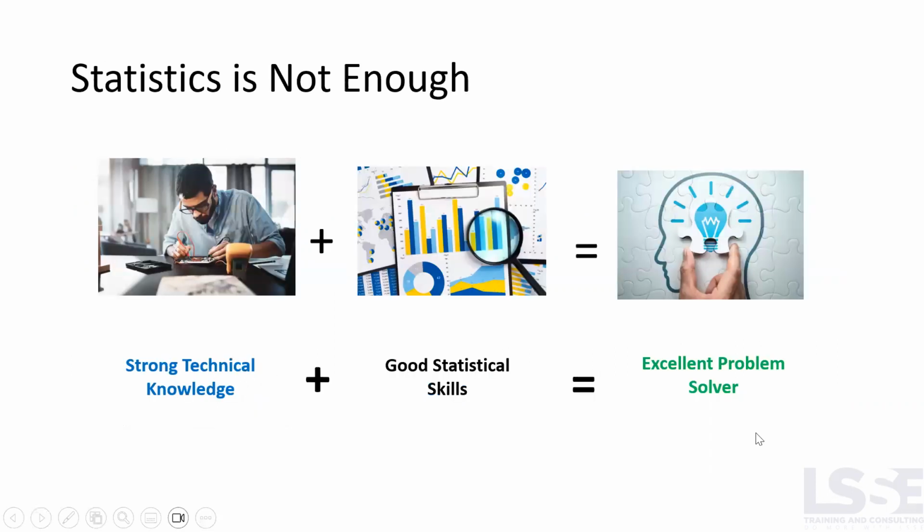Although statistics is not enough, okay, so one needs to have a strong technical knowledge. Everyone has their own domain expertise, everyone has their own technical knowledge. But if you couple that with good statistical skills, a good background on statistics, you should be an excellent problem solver or an excellent Lean Six Sigma practitioner.